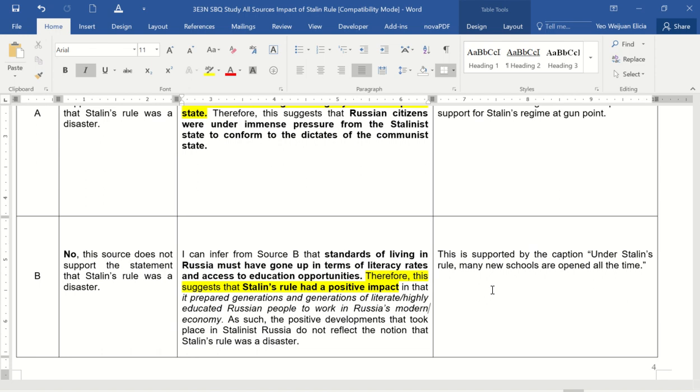So, as such, the positive developments that took place in Stalinist Russia do not reflect the notion that Stalin's rule was a disaster. And do not forget your evidence from the source. This is supported by the caption: under Stalin's rule, many new schools are open all the time.